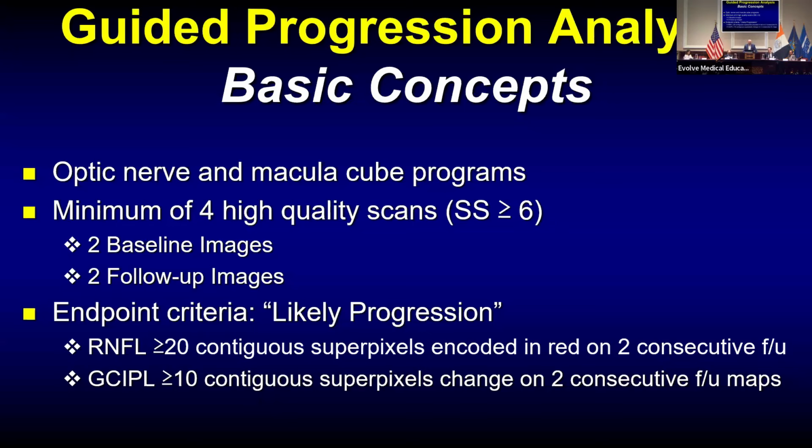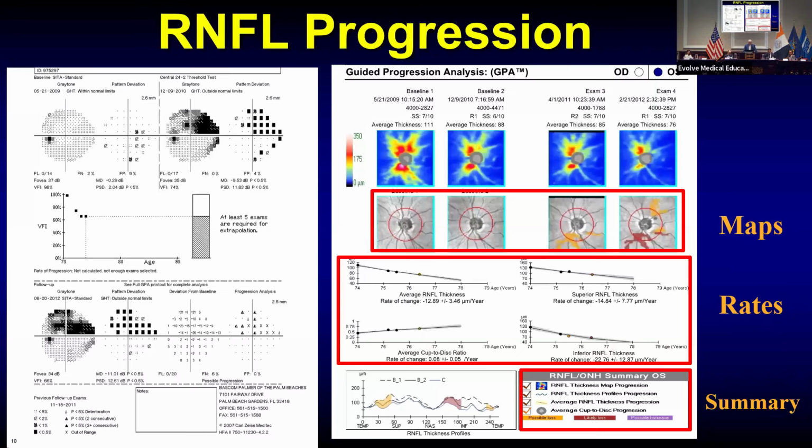What's considered progression? There are a number of ways to use imaging to detect progression. One way is to look at the RNFL map using guided progression analysis, and likely progression is when one sees 20 contiguous superpixels changing on the optic nerve scan or 10 contiguous superpixels on the ganglion cell IPL GPA analysis. Here's an example of the RNFL progression.